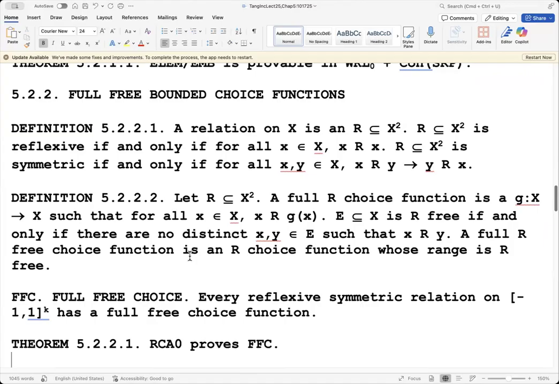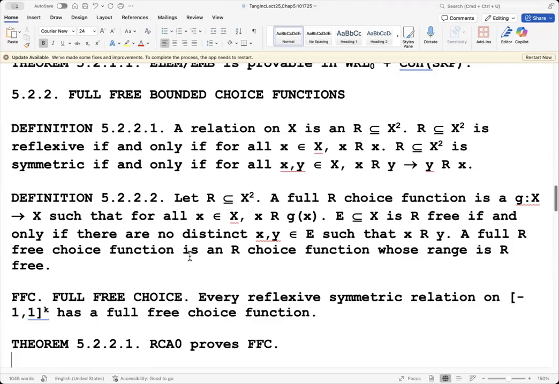Now a full R choice function is a G from X into X. And see, full means it's total, such that for every X in capital X, it chooses an element. It chooses a successor. And R free is just what you know to be distinct things are not related. And a full R free choice function is an R choice function whose range is R free.